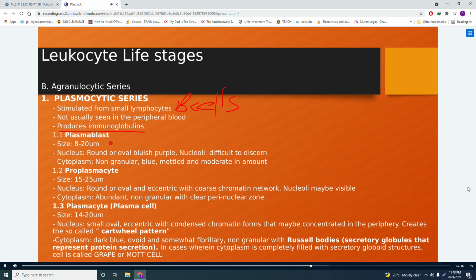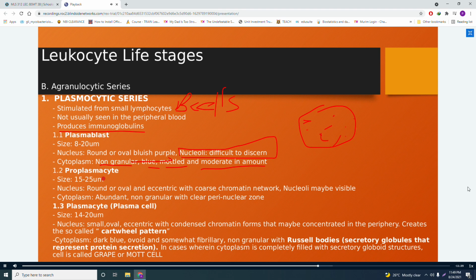So for the plasmocytic series, we have your plasmablasts, which is 8 to 20 micrometer. Nucleus is round or oval and can be bluish purple. Nucleoli is difficult to discern. Cytoplasm, class, again, remember this is not the granulocytic. They have no granules, non-granular, blue, mottled, and moderate in amount, class. When you say mottled, it means it has holes.